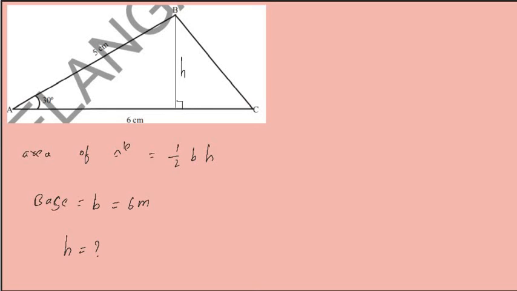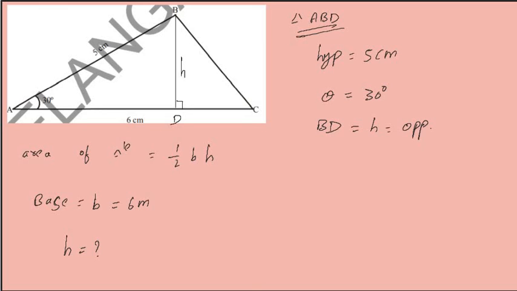Now you see this triangle ABD. Watch carefully. Just watch that. Hypotenuse is given. What is the hypotenuse? 5 centimeter. Angle given is 30 degrees. And they are asking for the opposite only, no? BD. BD is the height, that is equal to the opposite. You find the height here and substitute there.